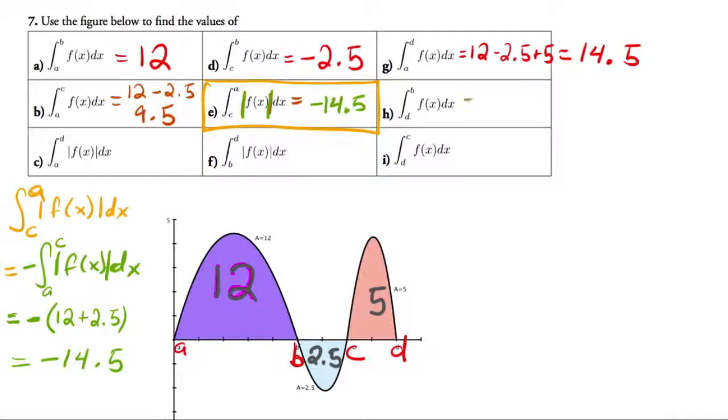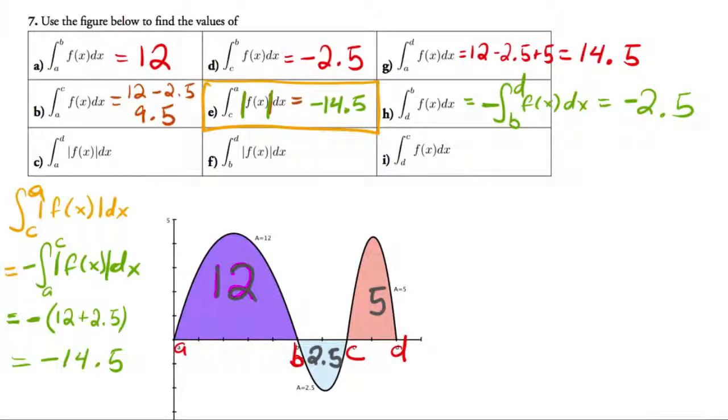Now the next one, from d to b, you have to flip it, make it negative the integral from b to d of f of x dx. And that is going to equal, now this one you do count the 2.5 as negative. So you have 5 minus 2.5, that's 2.5. But then you have this negative sign out here, so this whole thing is going to be negative.